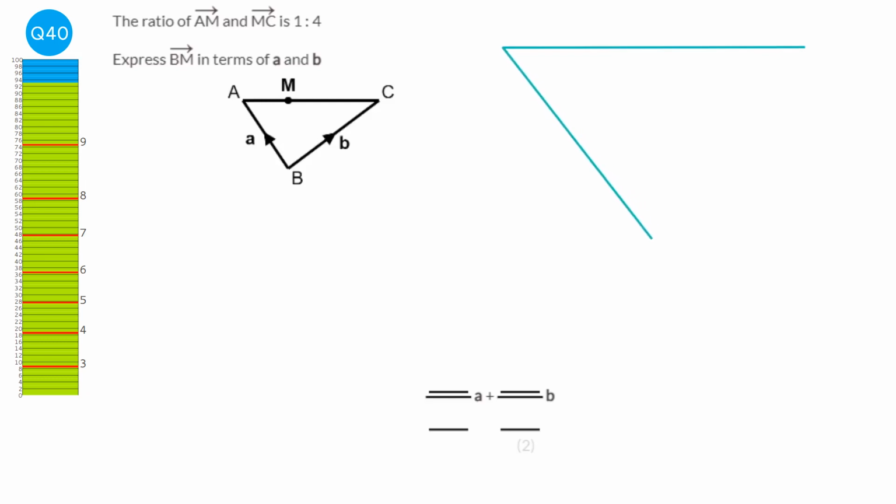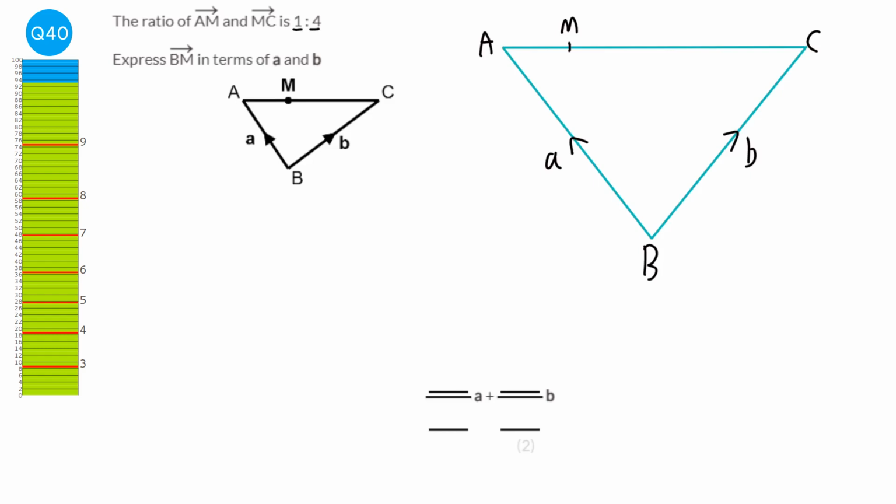So I'm going to first of all just draw out the diagram a bit bigger, just so we've got a bit more space. And we're looking at going from B to M, and M is about here. Now the first thing to notice with M, and I'm just going to quickly label the other parts on, is that the ratio of A to M is 1 and M to C is 4. So the ratio is 1 to 4 between the two.